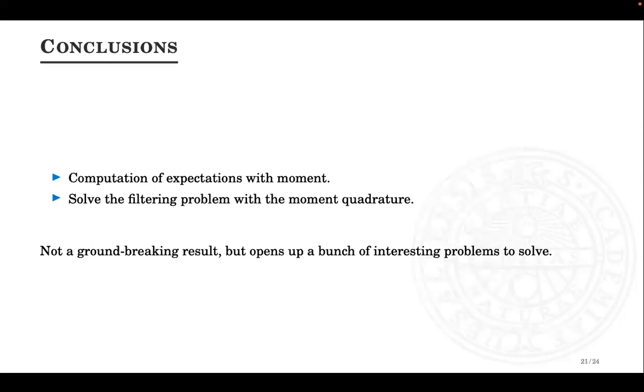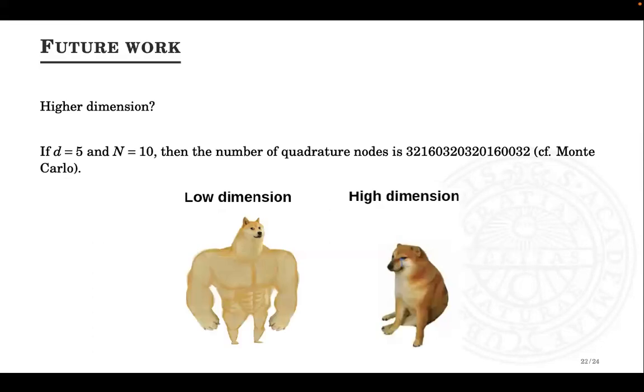So in conclusion, we have shown you how to compute integrals if we know the moment information of the probability measure. And we have also seen how to apply this method to solve the filtering problem. In my opinion, this is not a groundbreaking result, but it opens up a lot of interesting problems, in particular the computation. So, what's the problem with higher dimension? With this current approach, if we have dimension 5 and we want to use 20 moments, we will end up with this number of operator nodes. How many digits? 1, 2, 3, 4, 5, 6. I don't know, I cannot number it. So this computation is a problem for high dimension.